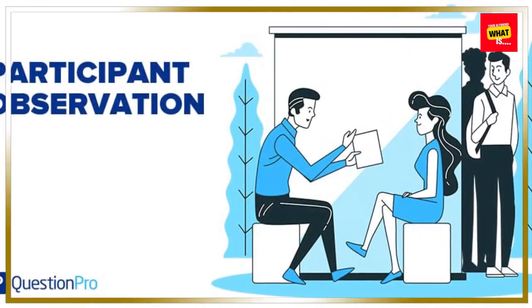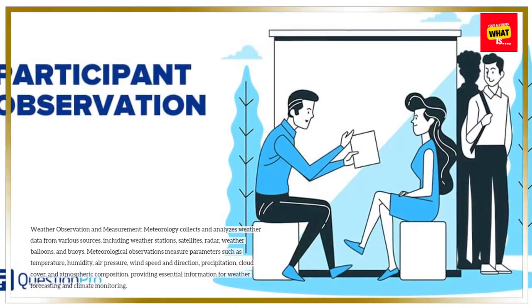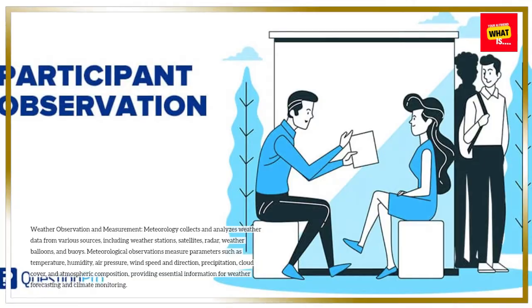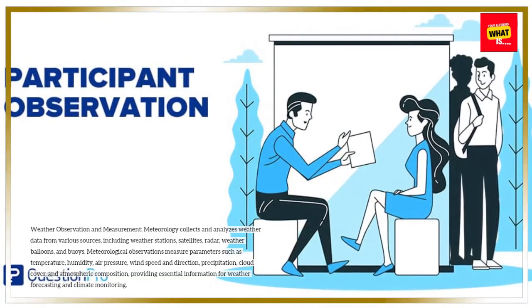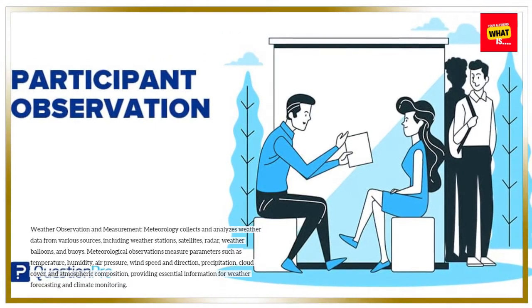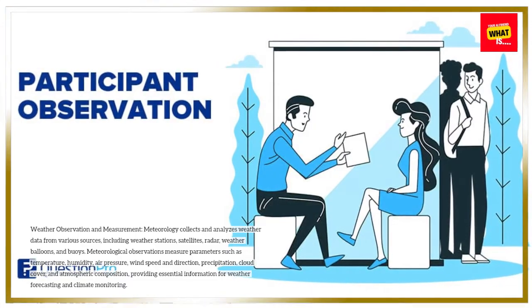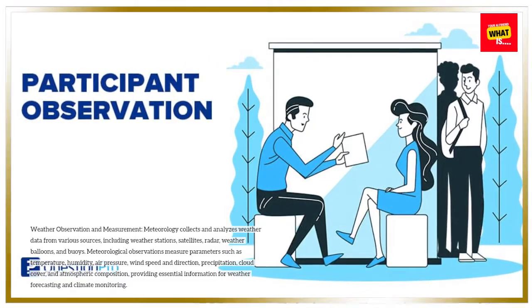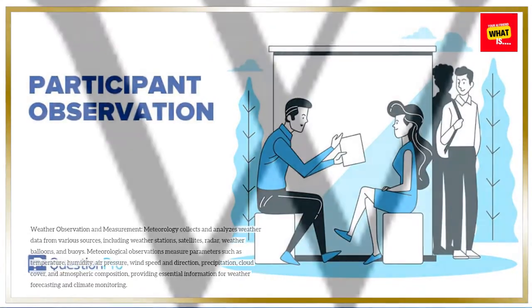Weather observation and measurement. Meteorology collects and analyzes weather data from various sources, including weather stations, satellites, radar, weather balloons, and buoys. Meteorological observations measure parameters such as temperature, humidity, air pressure, wind speed and direction, precipitation, cloud cover, and atmospheric composition, providing essential information for weather forecasting and climate monitoring.